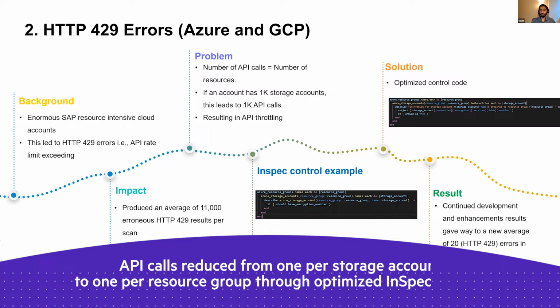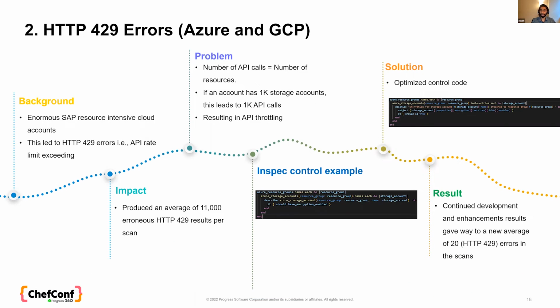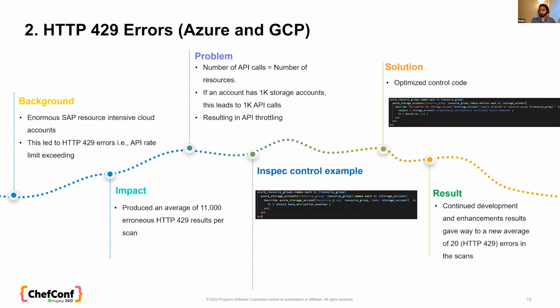So irrespective of the number of storage accounts attached to a resource group, even if the storage accounts increase, we'll still have just one API call checking for compliance, because we'll just be using one plural API call to get the list of all the storage accounts and their attributes, and then parse through that output to get the attribute that we need to be used in the control to check for compliance.